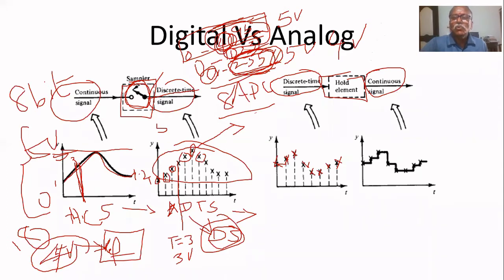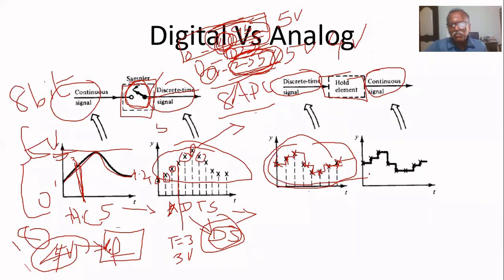Then this 2 volt will be maintained till we get the next value. This 3 volt will be maintained till we get the next sample. Here the next sample is again 0.9 volt, which will be maintained, then 0.8, like that. This can be converted into an analog signal, but it is a step-like function.